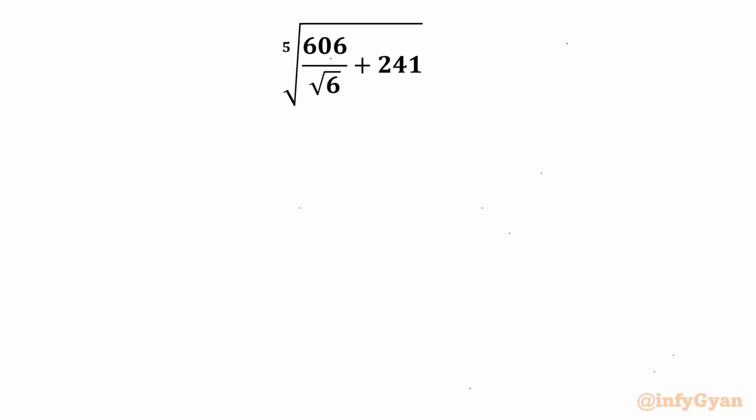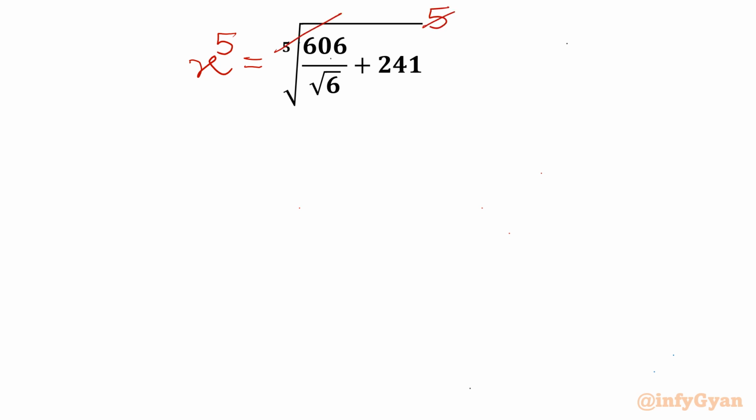In this video, we are going to take up another very interesting and challenging question from radical mathematics. Here we have to evaluate the fifth root of 606 over square root 6 plus 241. So let's get started by considering the expression equal to x. Now raise both sides to the power 5.